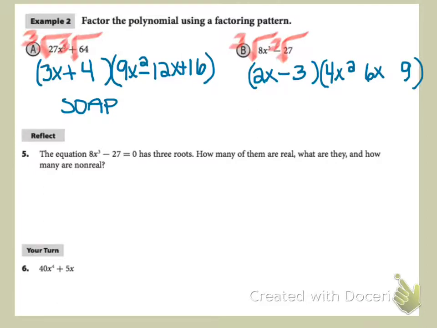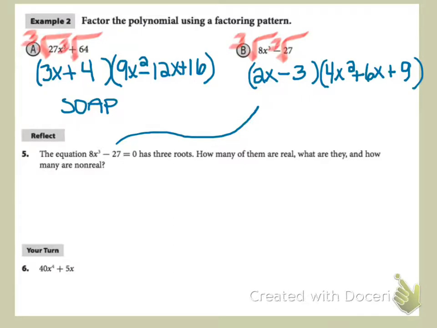And now I'm going to fill in the signs using SOAP. Same as the original. The original was a difference, so I put a difference here, or minus. The next one will be the opposite of that, which is plus. And then, of course, the last one's always positive. So that gives me my final factored form of that.